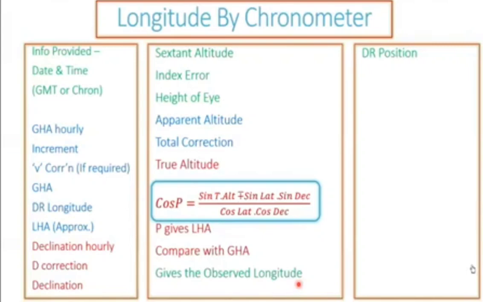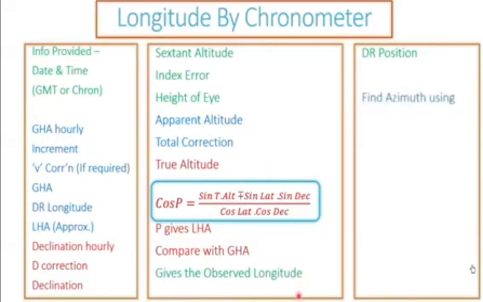In the case of celestial bodies, the position line obtained from the body always lies perpendicular to the azimuth of the body. So always remember, in celestial observation, the azimuth of the body is always perpendicular to the position line. If you want to find the direction in which the position line lies, find the azimuth of the body, and 90 degrees away from it is where the PL will pass or lie.